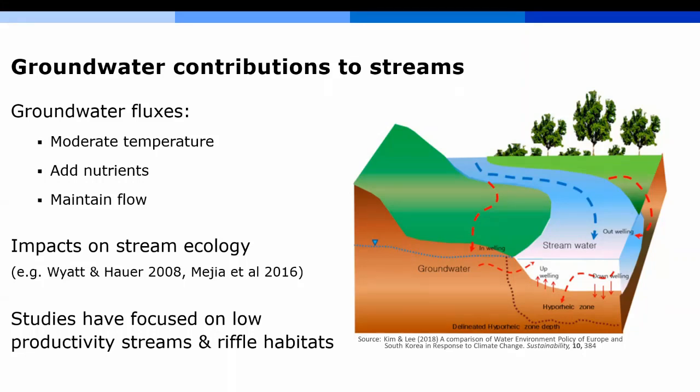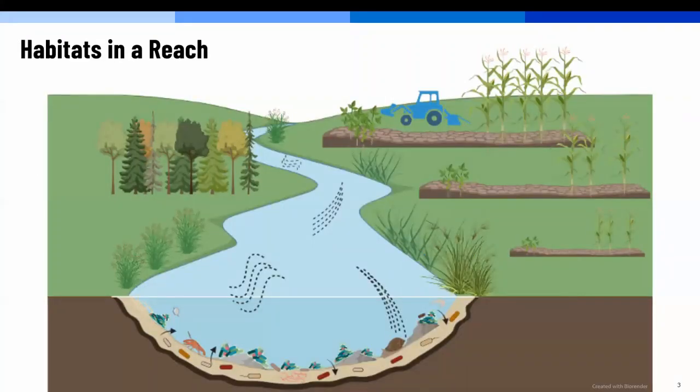However, previous work has focused on streams with low productivity and primarily in riffle habitats. In agricultural streams, typically there is high nutrients and limited riparian cover. Like all streams, there are sections of runs, shown here by these straight lines, that tend to be a little bit deeper and have slower stream velocities than riffles, shown here with these squiggly lines that tend to have faster stream velocity and are generally a bit more shallow.